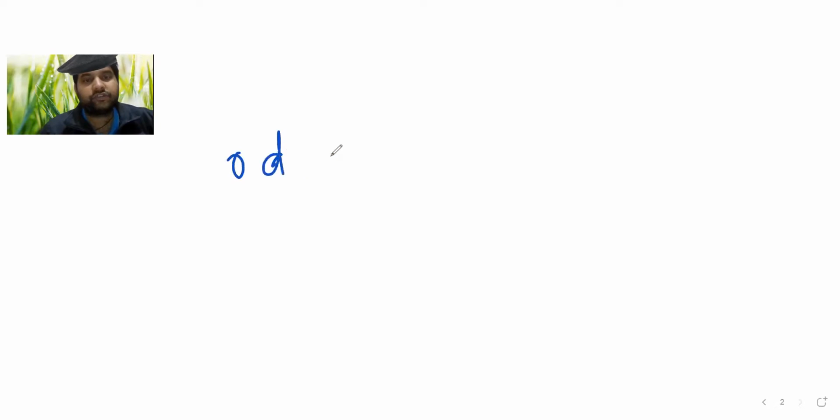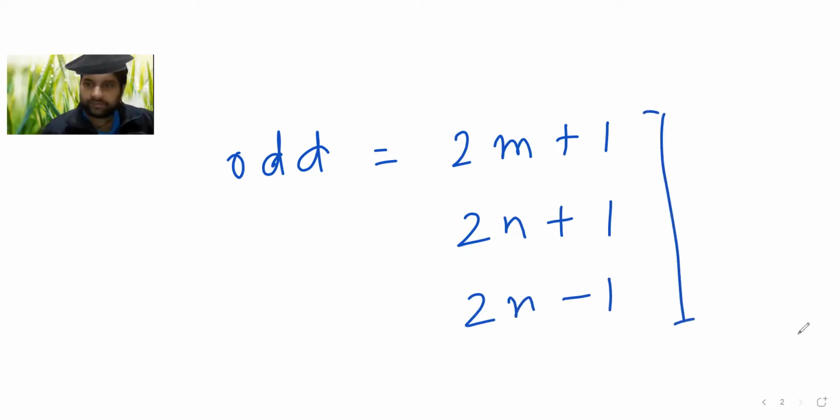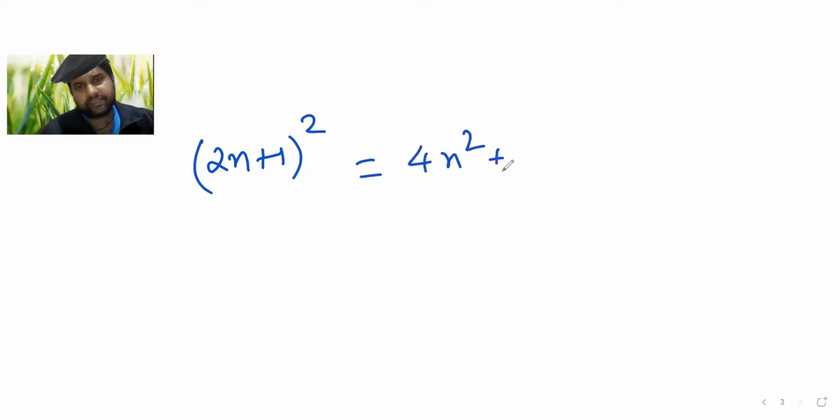So what is the usual expression of an odd number? It is 2m plus 1 or 2n plus 1 or 2n minus 1, right? These are all odd numbers, correct? So let's start with the expression where we say an odd number can be written as 2n plus 1. Let's square the number and see what we get. It's a square plus b square plus 2ab, which is 4n square. This is what we get, right? So eventually we get 4.